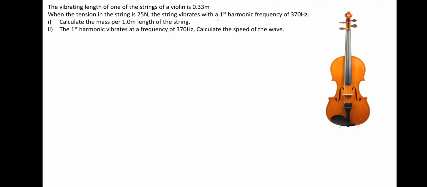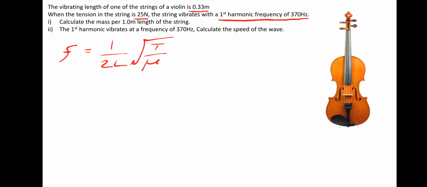So we've got the first harmonic frequency, 370 Hertz. We've got the length, L, 0.33 meters. And we've also got the tension in the string, 25 newtons. So this should be pretty straightforward. So frequency is equal to 1 over 2L, square root tension divided by mu, the mass per unit length. So let's square this and rearrange to find mu.